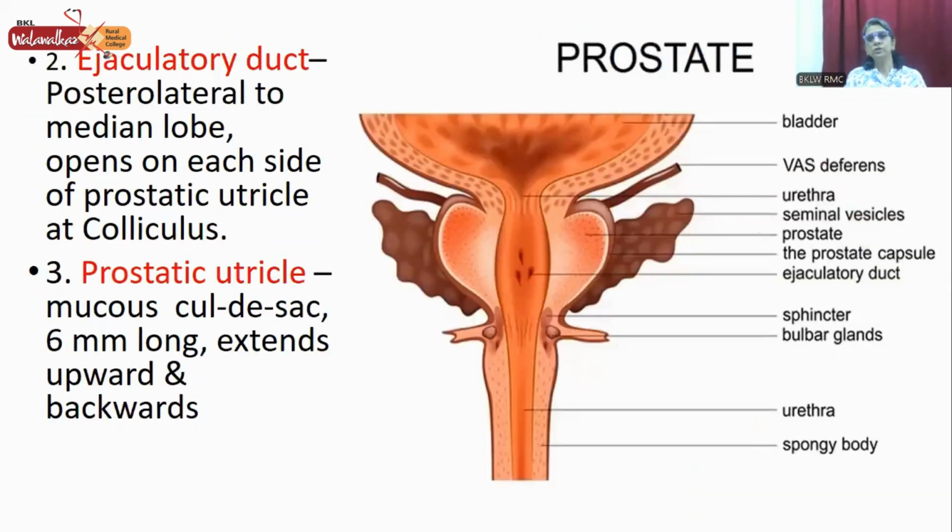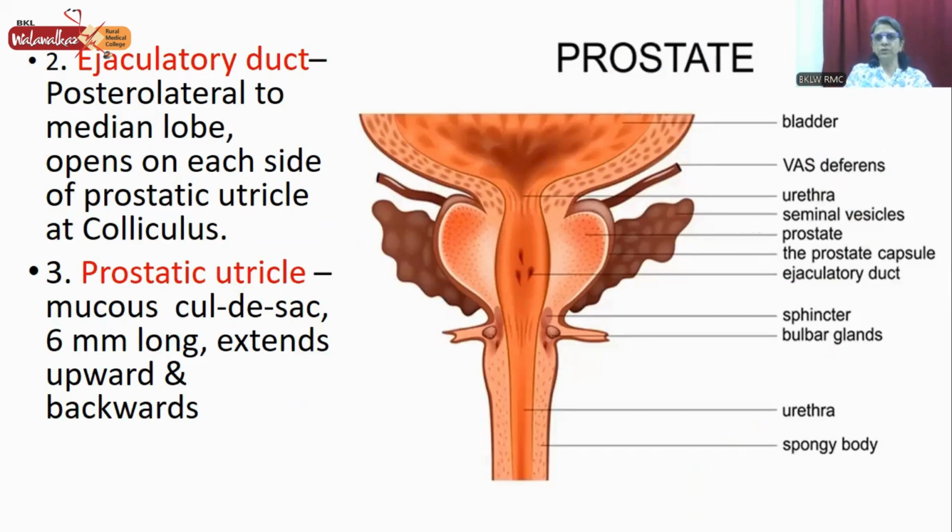The second structure which we see in the prostate is the ejaculatory duct. The 2 ducts traverse the gland, posterolateral to the median lobe, and then open on each side of the prostatic utricle at the colliculus. In front of that, the tissue is the median lobe.